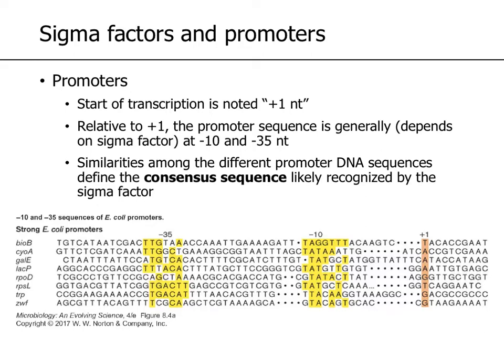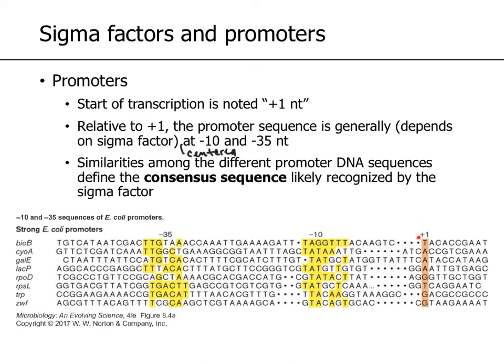So the promoter is the sequence in the DNA that recognizes the start of transcription. There needs to be a way for us to count nucleotides, so we always call the first nucleotide that gets transcribed the +1 nucleotide. Relative to +1, the promoter sequence is generally centered at the -10 and the -35 nucleotides.